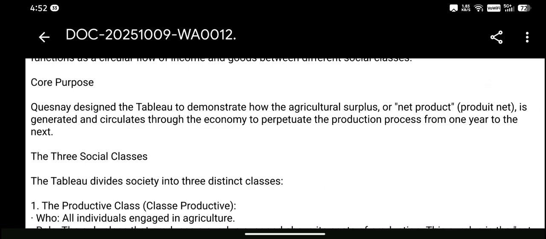Core purpose: Quesnay designed the tableau to demonstrate how the agricultural surplus, or net product, is generated and circulates through the economy to perpetuate the production process from one year to the next.